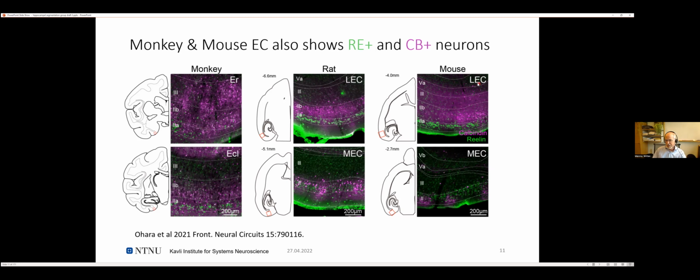If you look at the mouse, you see the same in LEC. The reelin cells are superficial and the calbindin cells are deeper, except in MEC in the mouse, where the two positions are reversed. Here the reelin cells are deep and the calbindin cells are superficial. But at least we have both populations of cells in monkeys, rats, and mice. And we know that in humans there are reelin positive cells for sure, and those are the superficial cells that form the islands of layer 2 cells, or the verrucae, on the surface of the human entorhinal cortex. There is not really convincing data yet on calbindin cells in humans. There are bits and pieces of evidence, but it's not done very consistently yet.